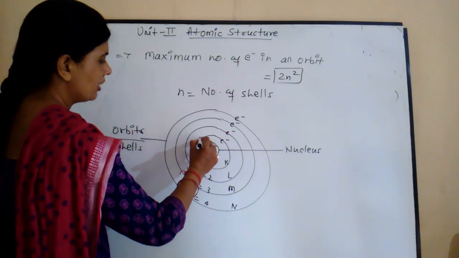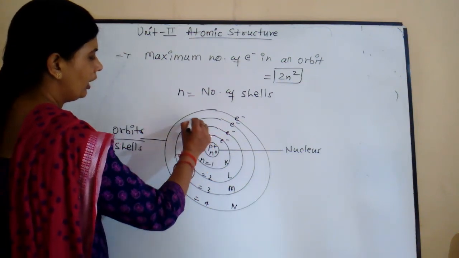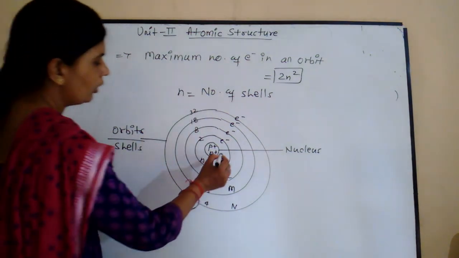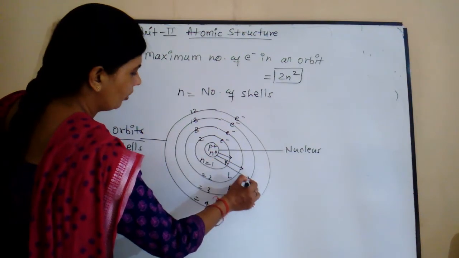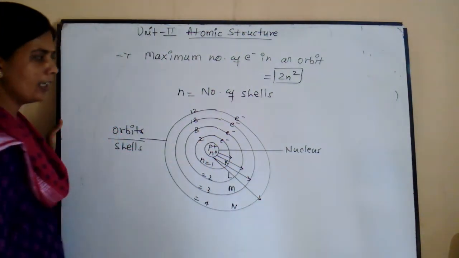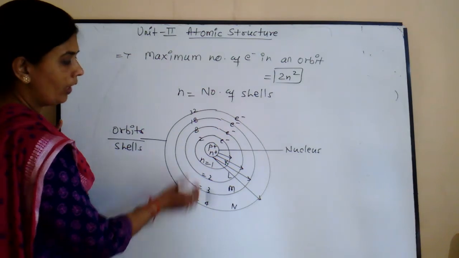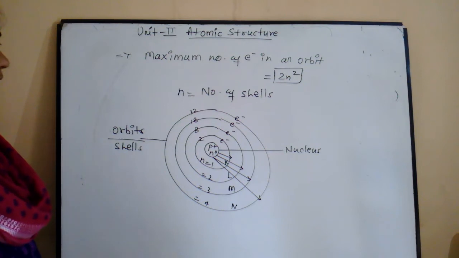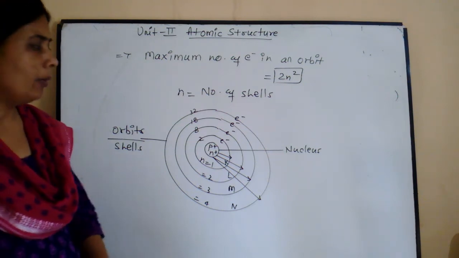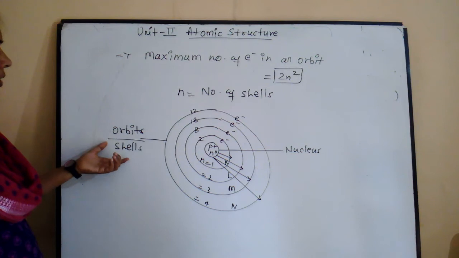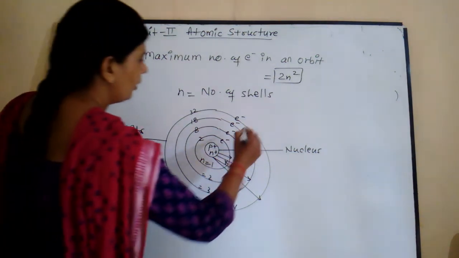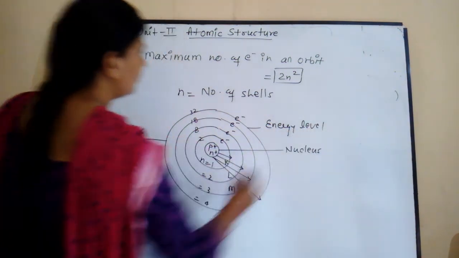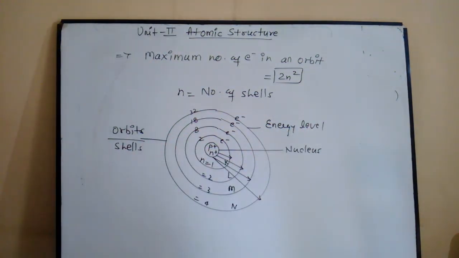So we know the first orbit has 2 electrons, then 8, 18, 32. It also expresses the average distance from the nucleus to the outermost shell electrons. If the value of n increases, the atomic size increases and the distance from the nucleus to the outermost shell electron also increases. So the principal quantum number gives information about the orbits or shells, also known as energy levels.